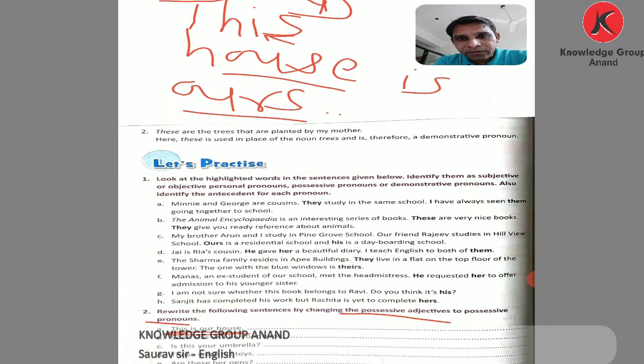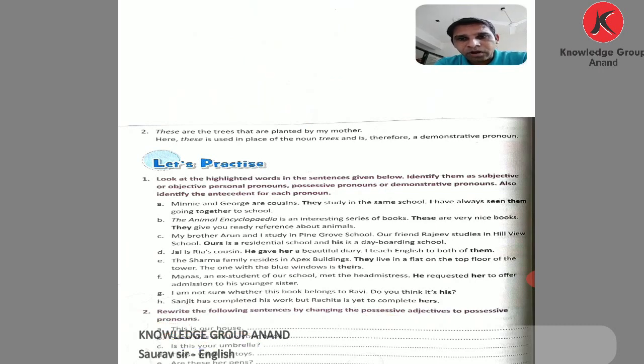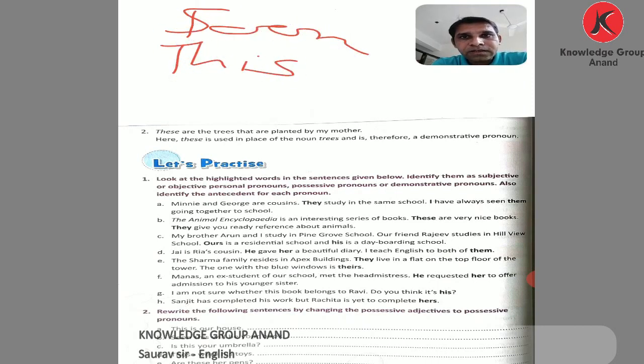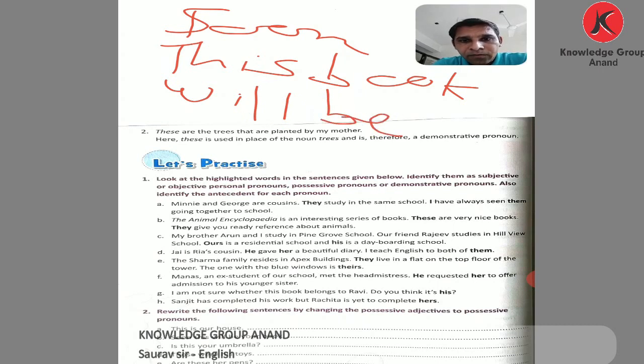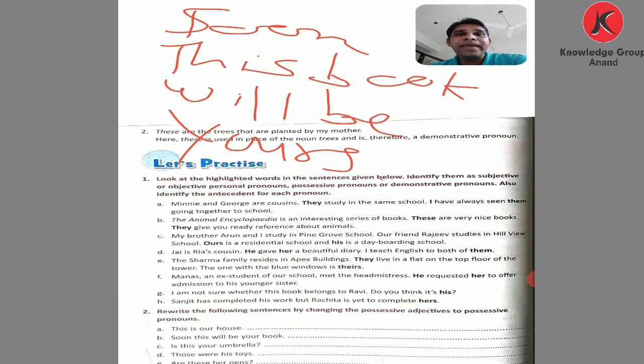In the second form: soon this will be your book. Soon remains the same. You write the answer: soon, then write the word this, and what is the noun? This book. Then write will be, and what? Your. Then write yours and a full stop. Soon this book will be yours.